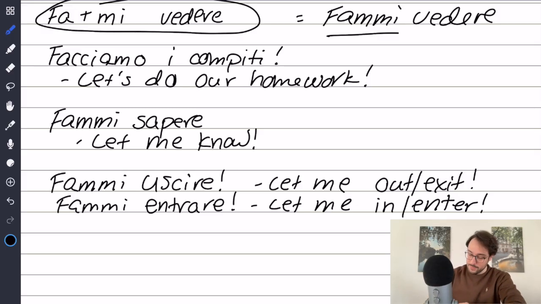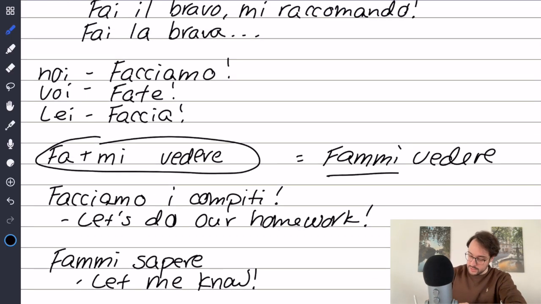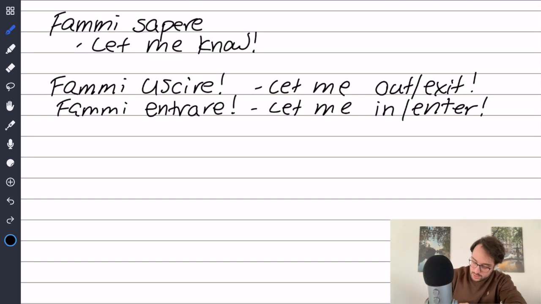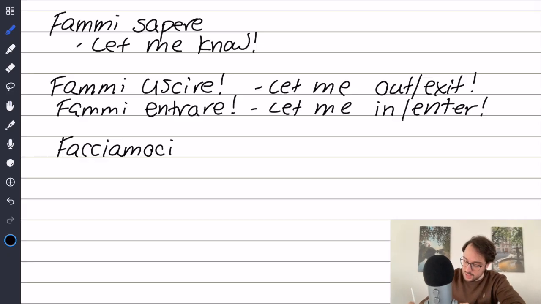Now, what happens when we're using one of these guys over here, right? Okay, so we're going to take a look at that now. The easy thing is that for noi and voi, you're just going to attach me at the end of it. There's no double M for that, okay? So we say facciamo, even though it sounds a little bad, so maybe I'll change the pronoun for this one. But yeah, let me do the facciamoci vedere.